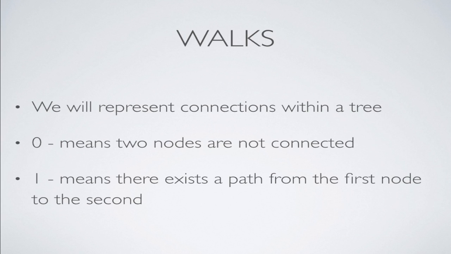So what we're going to do is take trees, connections of things, and you might think of subway stops being connected or something like that. We're going to say the number 0 means that 2 nodes on the tree are not connected, versus the number 1 means that a path exists from the first node to the second node. All right, what am I even talking about here?